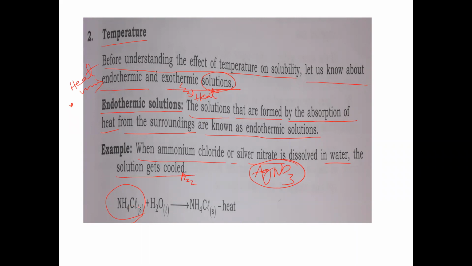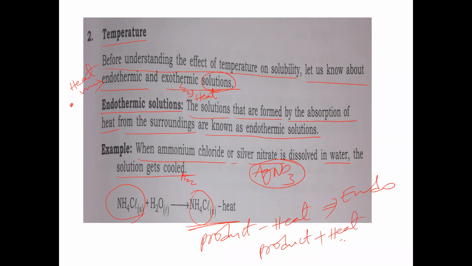That's ammonium chloride. When dissolved in water, heat energy will be absorbed. Here we wrote product minus heat. Product minus heat means endothermic reaction. Remember, product minus heat means endothermic. If you write product plus heat, it is an exothermic reaction. Product plus heat indicates exothermic reaction. Product minus heat indicates endothermic reaction. So try to understand this difference. Okay?